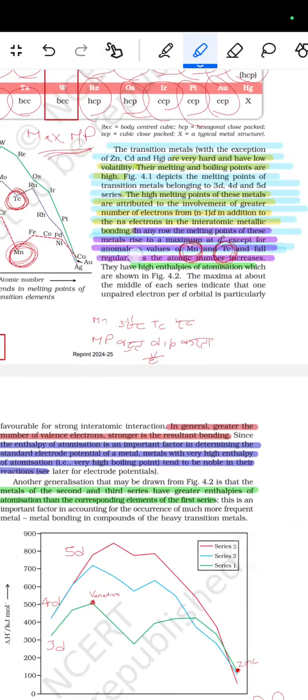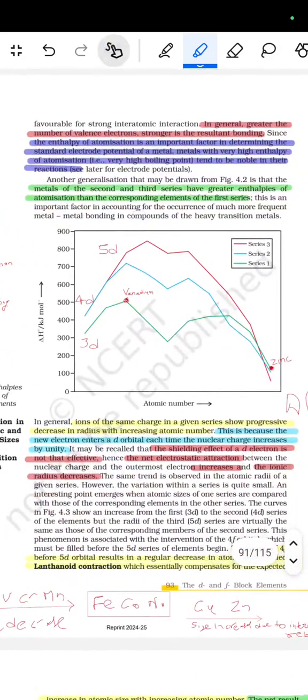And they fall regularly as the atomic number increases. They have high enthalpy of atomization, which is shown in figure 4.2. The maxima at about the middle of each series indicate that one unpaired electron per d orbital is particularly favorable for strong interatomic interaction. Mn and Tc show a dip in melting point. In general, the greater the number of valence electrons, the stronger the resultant bonding.